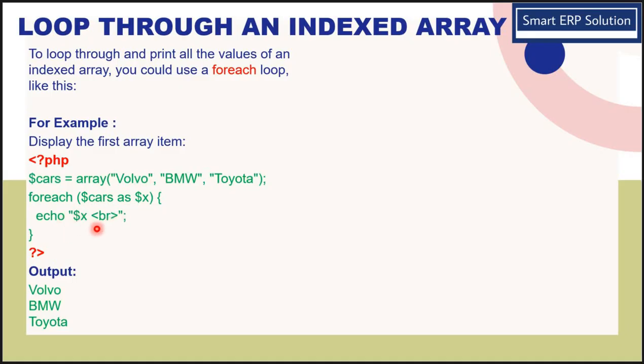And for the <br>, if we need to print every item in a new line, then you can give the <br> keyword. If you run this program, the output will be like this: Volvo, in the next line BMW, in the next line Toyota.